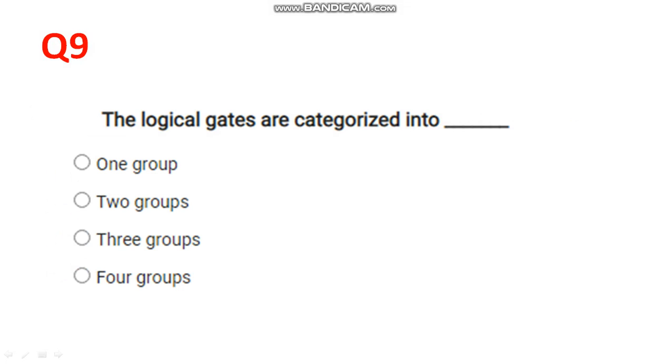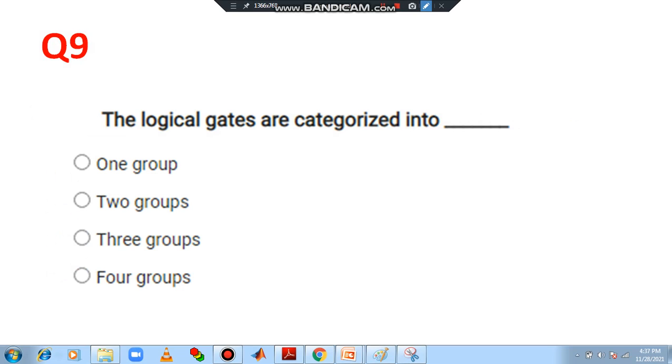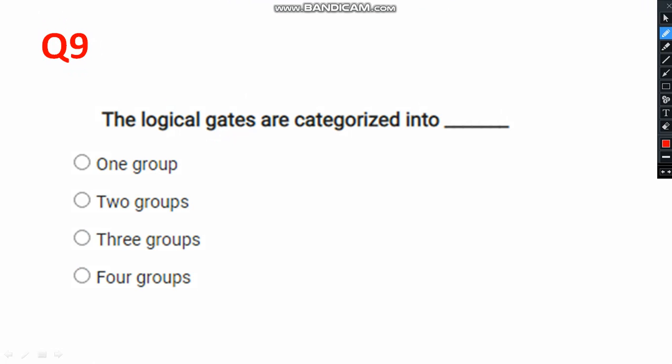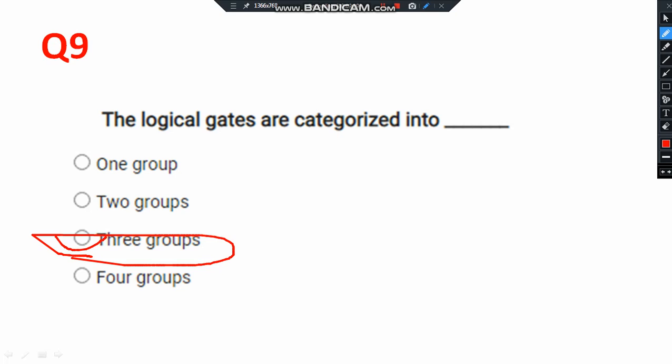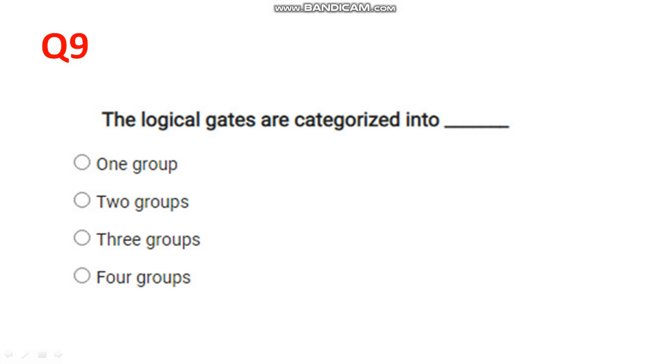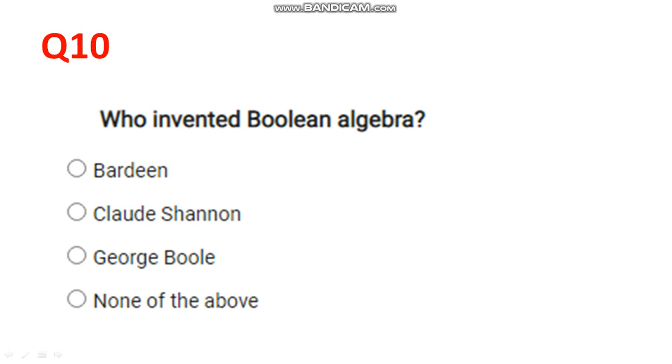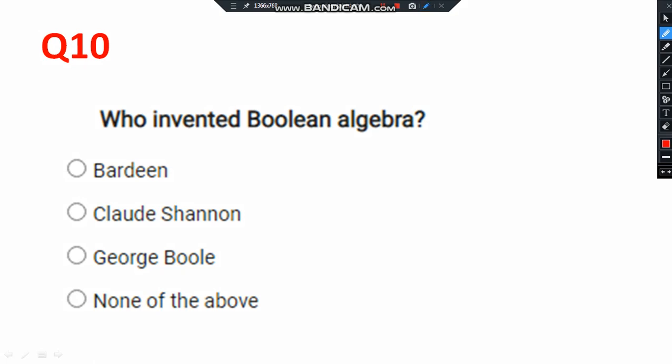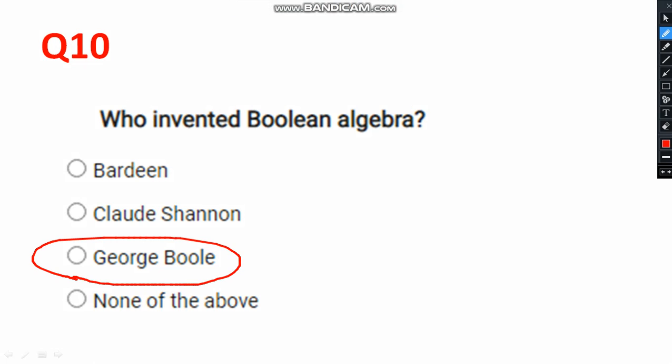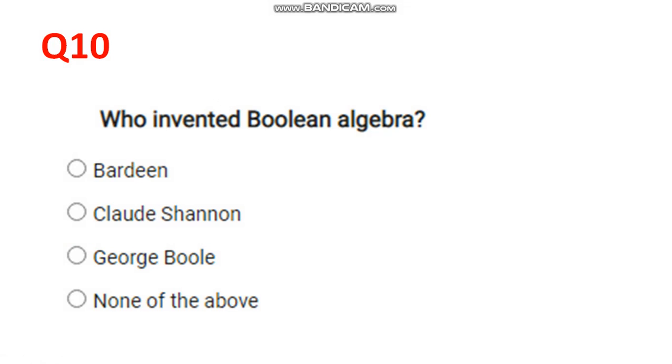Now the logic gates are categorized into 3 groups: basic gates, universal gates and arithmetic gates. Examples of basic gates are AND, OR and NOT. Examples of arithmetic gates are XOR and XNOR. Examples of universal gates are NAND and NOR. We are already familiar. Who invented Boolean algebra? George Boole invented Boolean algebra. Option C is the correct answer.